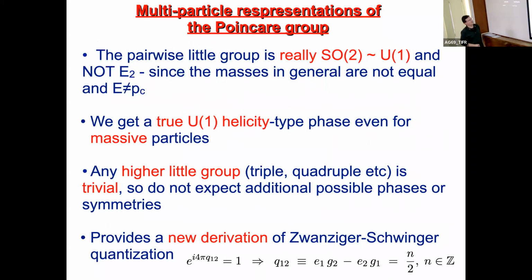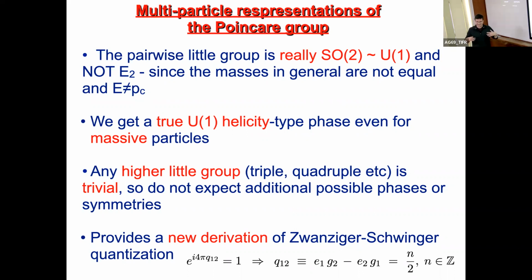Okay. So a few comments. At least for massive particles, this pairwise little group is really SO2. It doesn't have the subtlety of E2. I checked. There are no other generators of the Lorentz group that are preserved. So that's the case, and it's SO2 for massive particles.